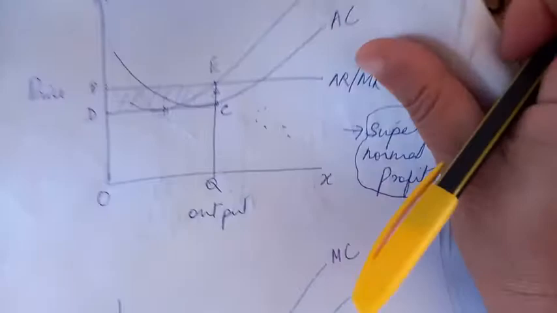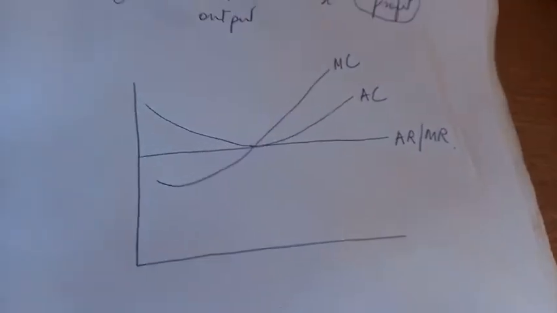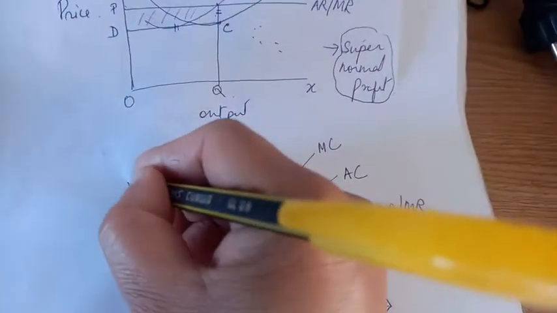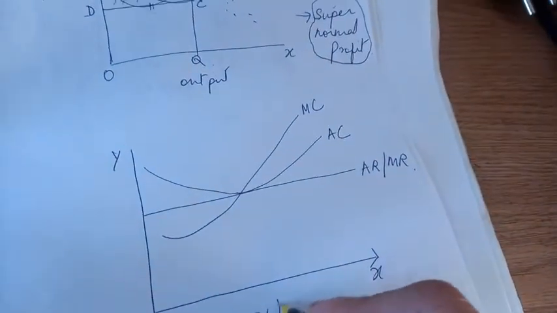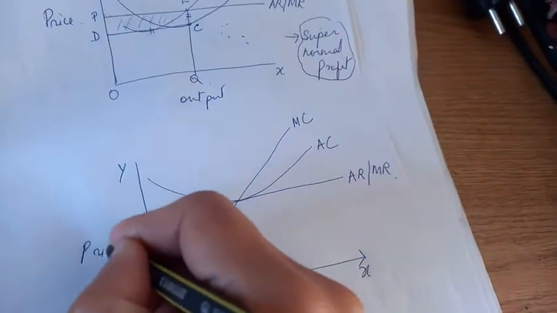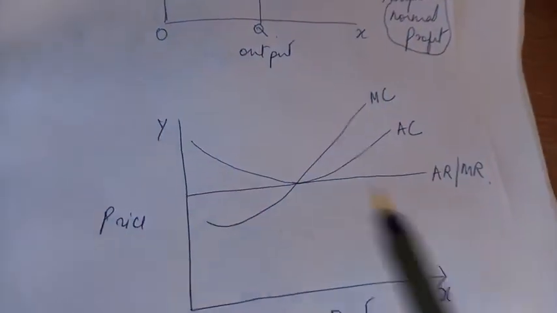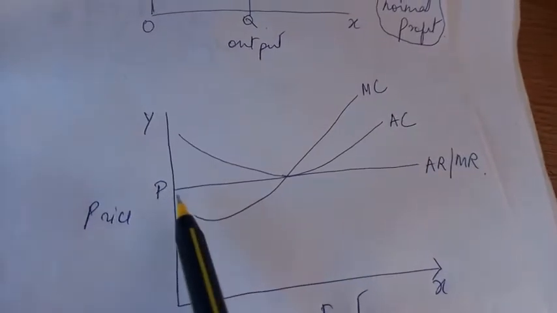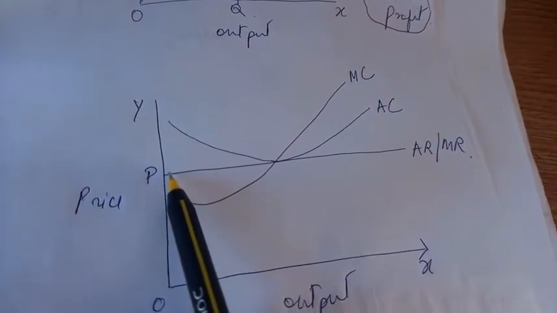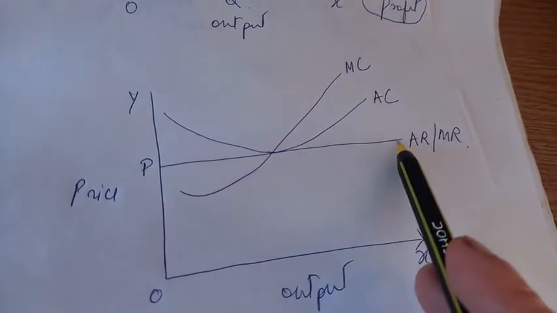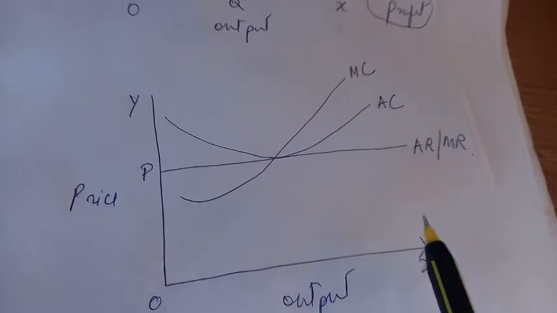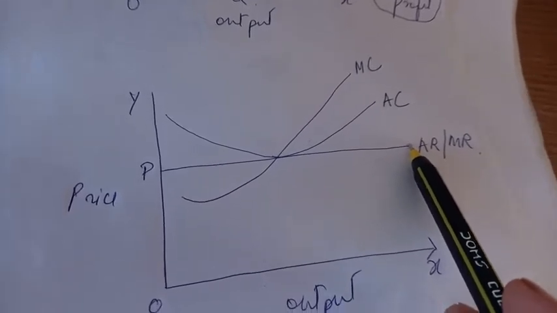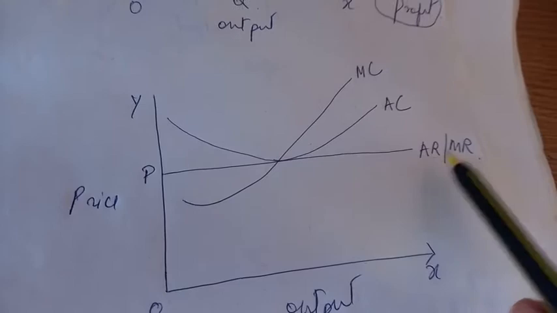Now let's have a look at another case. Looking at the second diagram, we also have the two axes, the OX and the OY, the OX representing output, the OY as usual representing the price. Further, what we can see in the diagram is this line P, which is parallel to the OX axis, and this line is the marginal revenue curve, and yes, it is a curve which coincides with the average revenue curve.